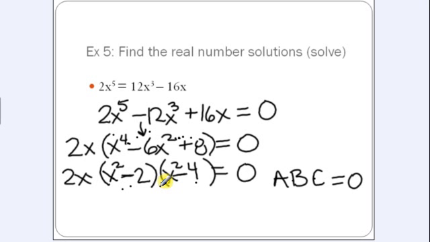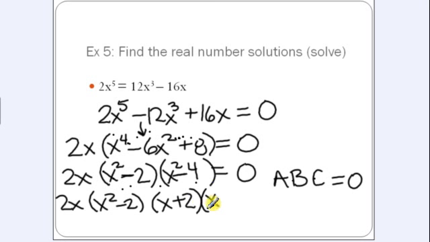Now let's see if we can factor these any further. 2x is factored completely. X squared minus 2 is the difference of a perfect square and a not perfect square. So because 2 is not a perfect square, I can't factor that any further. We'll leave it x squared minus 2. However, x squared minus 4 is the difference of perfect squares, so I can factor it into the sum and difference pattern of x plus 2, x minus 2. Now that it's factored completely, I see I have 4 different factors.